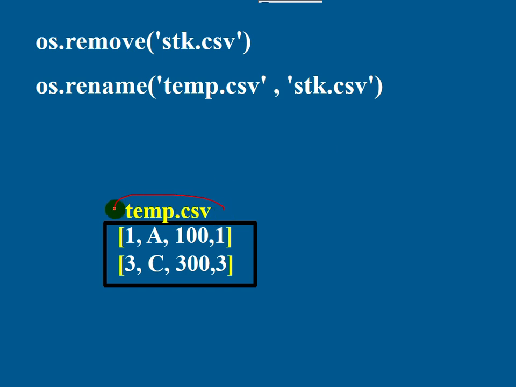So this CSV file is renamed as stock.csv, and you can see in the new stock.csv record number 2 is not there, which means it is deleted. So this is how you delete a record from a CSV file using a temporary file.